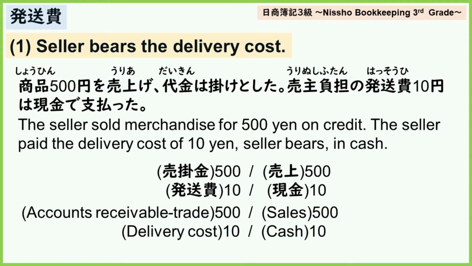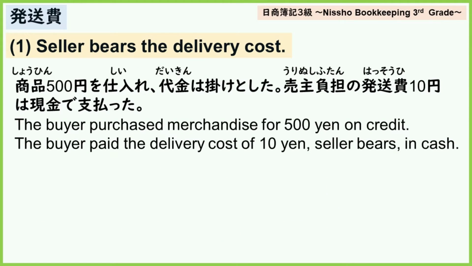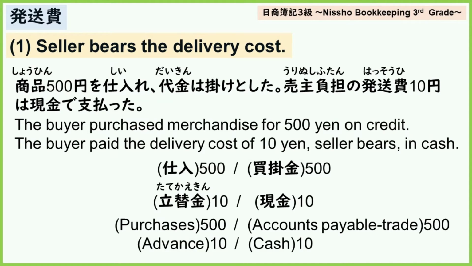Next, take a look at the journal entry from the buyer's perspective. The buyer purchased merchandise for 500 yen on credit. The buyer paid the delivery cost of 10 yen, seller bears, in cash. The journal entry is as follows. Debit, purchases 500, advance 10. Credit, accounts payable trade 500, cash 10.